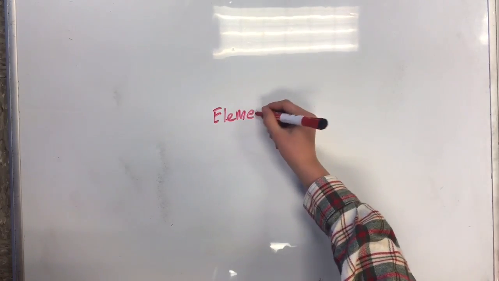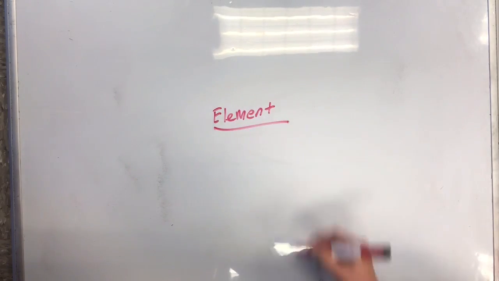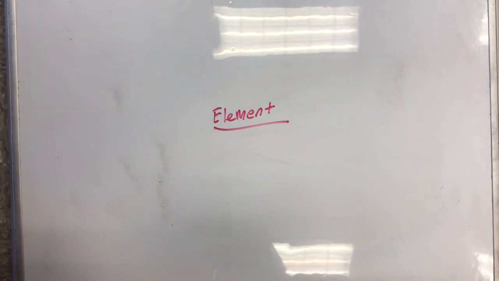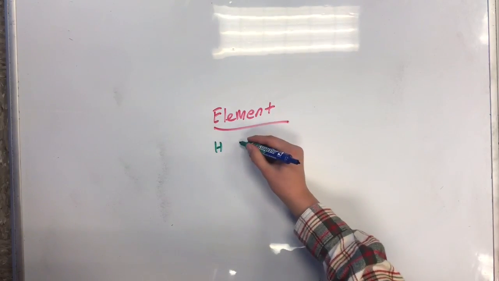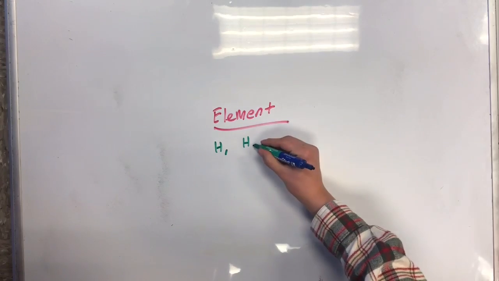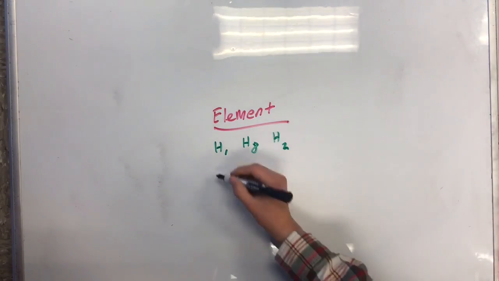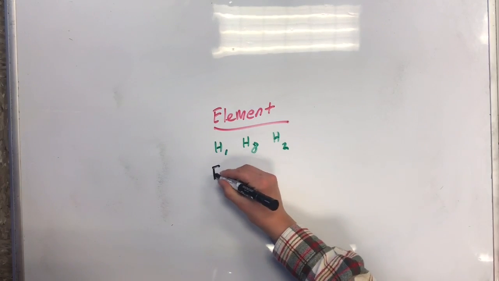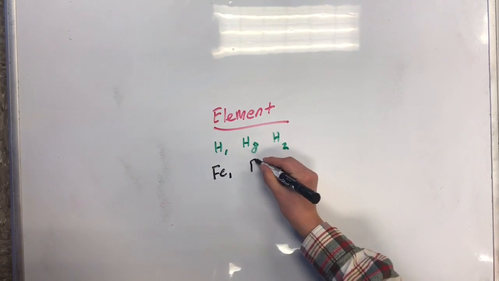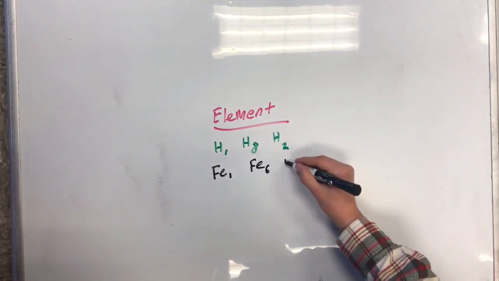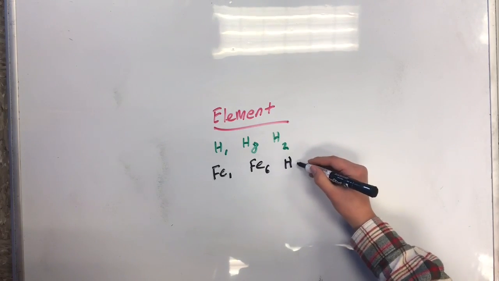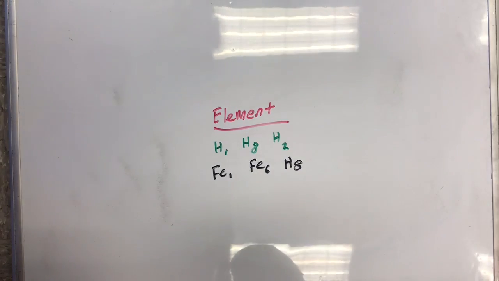An element is when all the atoms in matter are the same, meaning they all have the same atomic number and can be found on the periodic table of elements. For example, hydrogen, or H, has the atomic number of 1, so the chemical formulas H1, H8, or H2 are all elements because they consist of only one type of atom, regardless of how many there are. The same goes for iron, or Fe.